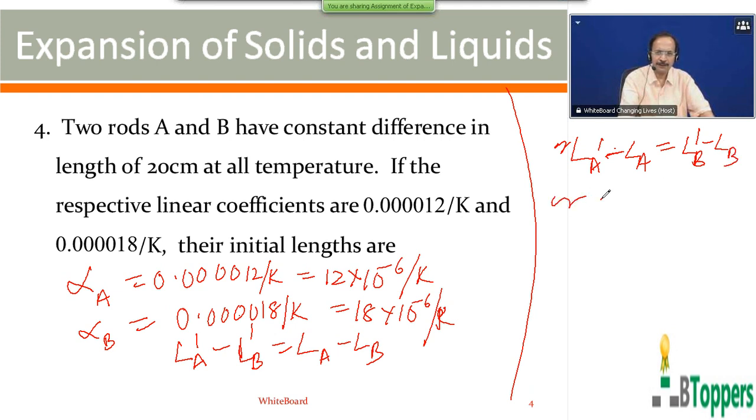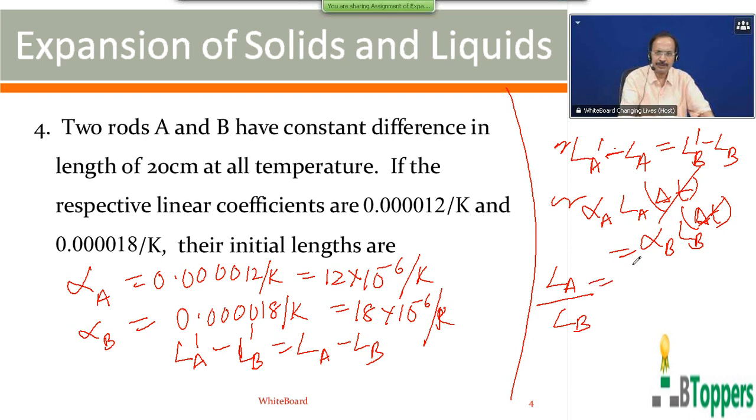Increase in length can be written as alpha times the original length times the increase in temperature. The increase in temperature is the same for both rods. So the ratio of the initial lengths of A and B can be taken as the inverse ratio of their coefficients of linear expansion: alpha of B by alpha of A, which is 18 × 10^-6 by 12 × 10^-6. So the length of rod A can be taken as 3 by 2 times the length of B.